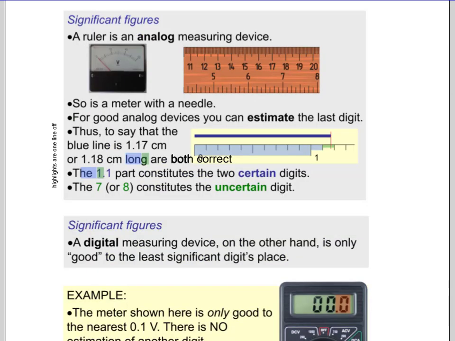So, significant figures continued. A ruler is an analog measuring device. Analog simply means it's not digital. We have lots of different analog devices: meters with needles, rulers, graduated cylinders, those types of things are all analog. And you have the ability to estimate the last digit for analog devices.